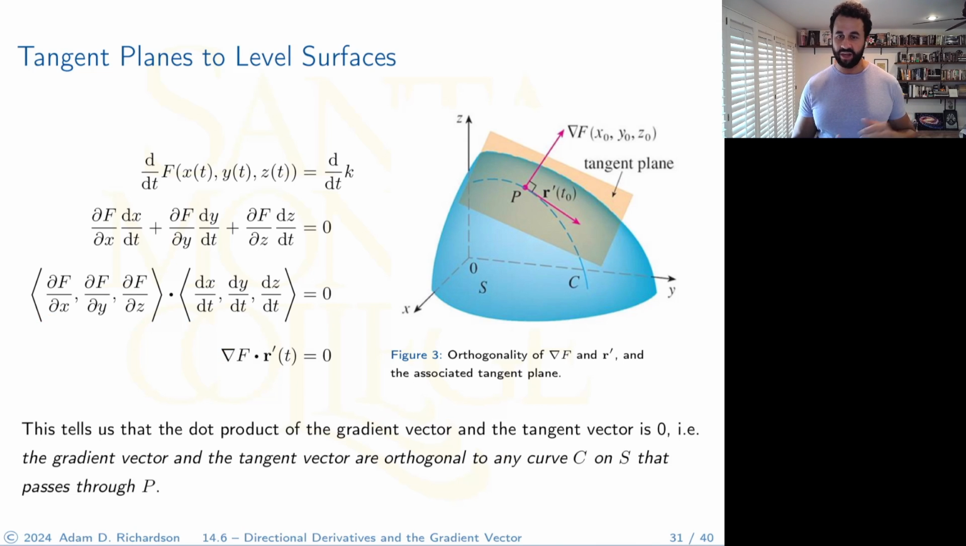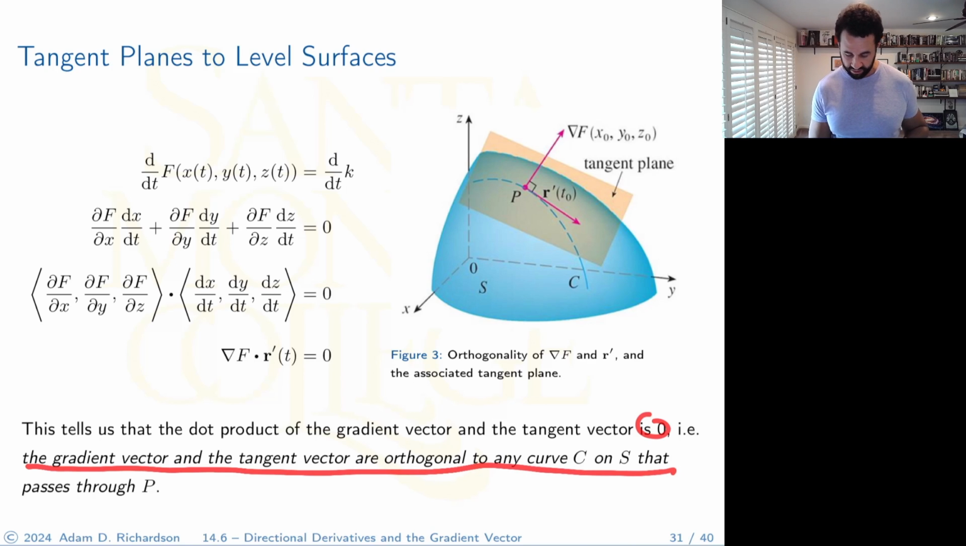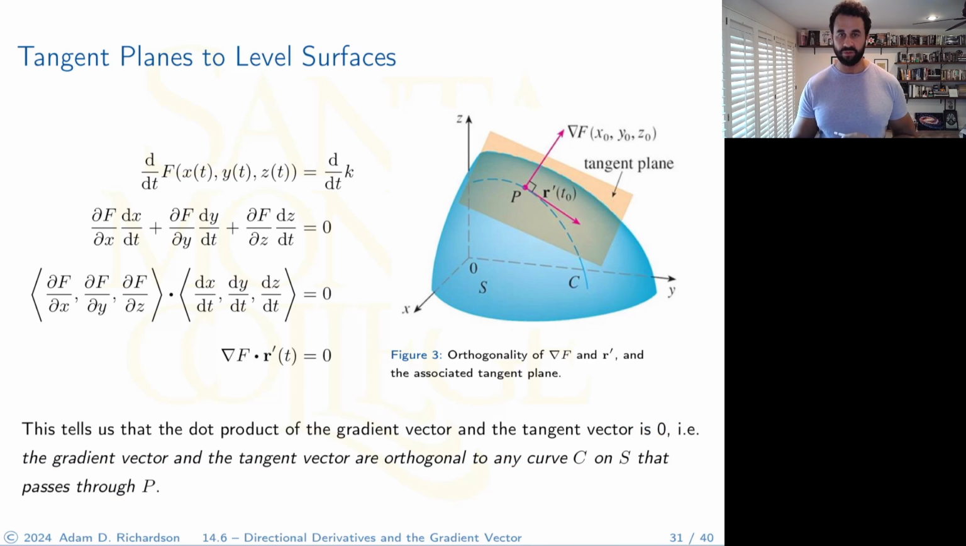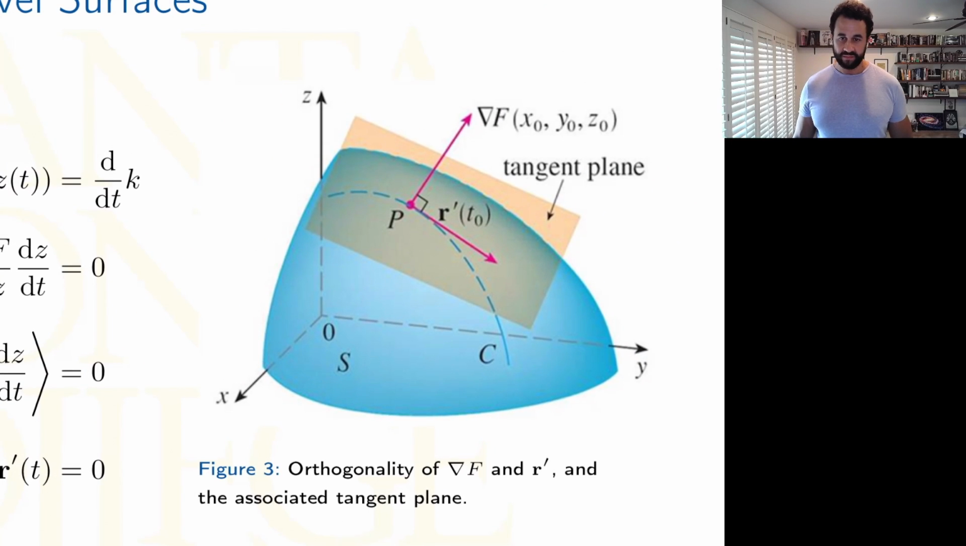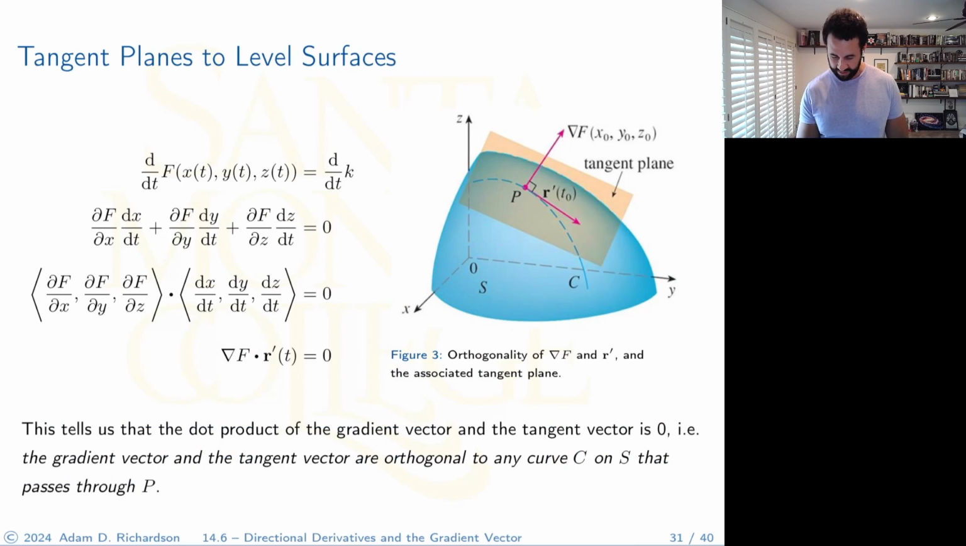So what we've really shown is that the gradient of f dotted with the tangent vector is equal to 0. But that means they have to be orthogonal to each other, and that's what this picture is showing us right here. So the dot product of the gradient vector and the tangent vector to this curve, which was arbitrary, has to be 0. That means the gradient vector is orthogonal to the tangent vector of any curve C on S that passes through P. Let me zoom in. There we go. All right. So this is essentially what we just proved right here. We found that the gradient of f is orthogonal to this tangent vector r prime at the point x naught, y naught, z naught. All right, cool stuff.